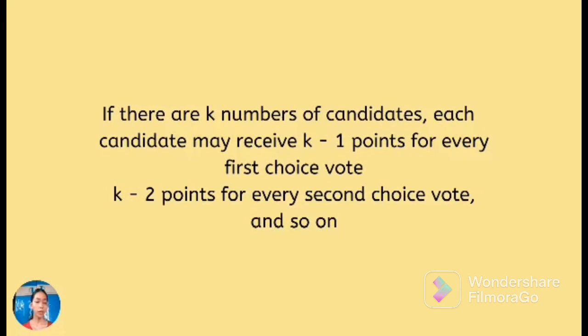Now, instead of 1 point for every last choice vote, you will also use 0 for every last choice vote and you will get the same result. So instead of 4, 3, 2, 1, you may also use 3, 2, 1, and 0. And instead of 5, 4, 3, 2, 1, you may also use 4, 3, 2, 1, and 0, and you may get the same result.